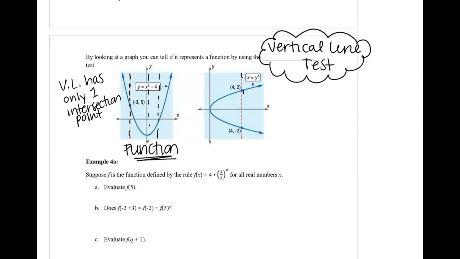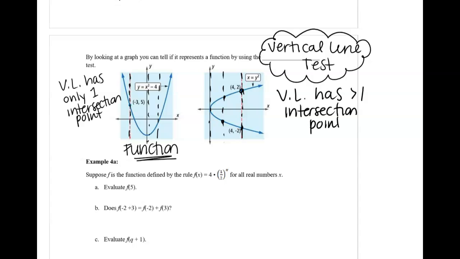Over here, anywhere you draw a vertical line, like there, there, here, you could have one. But if it's ever possible to cross through more than one point, then it's not a function. So if any vertical line has more than one intersection point, it's not a function.